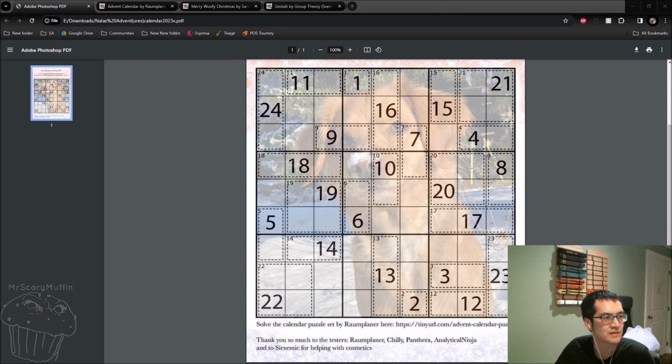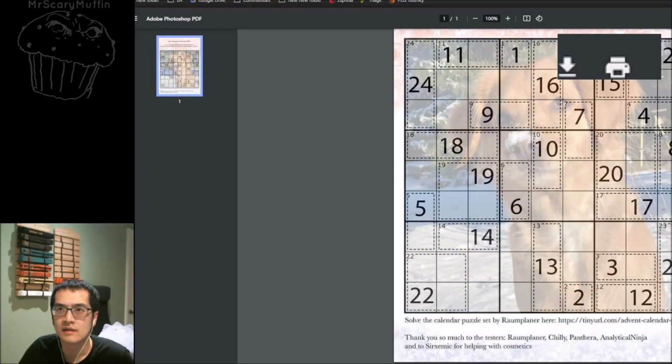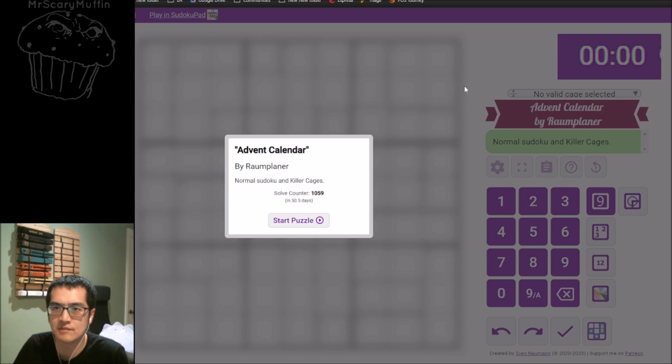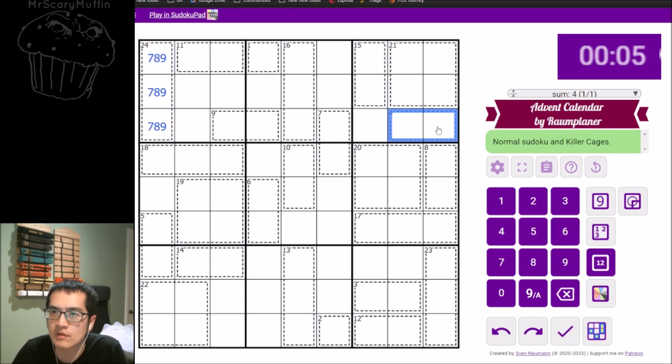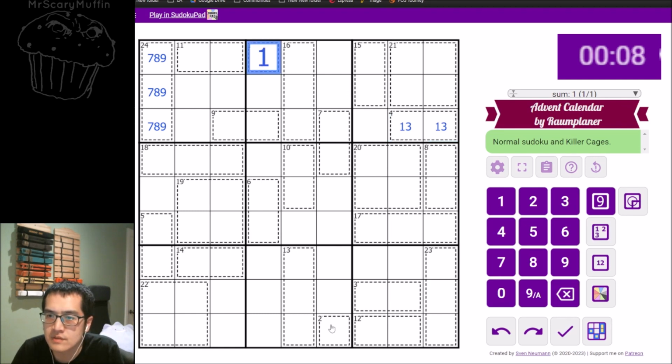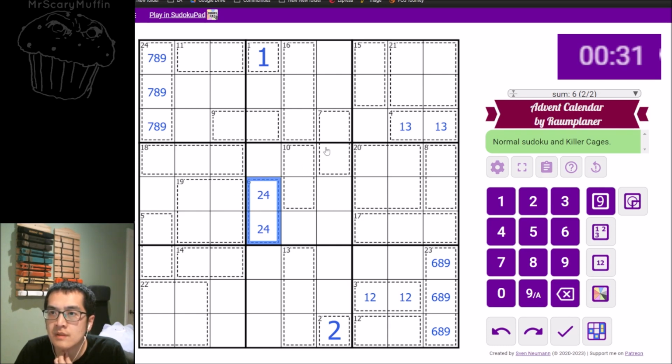So with that in mind, let's switch the view and hop into the actual calendar itself. This is going to be normal Sudoku and killer cages. Let's get going. Okay, got a nice little 24 cage here, little 4 cage. Oh, there's a 1. Oh yes, the 2. Of course, that's a 1, 2. Lots of easy stuff we can put in here already. This one's got to be a 2, 4. This 8. 3, 4, 5, 7's here.